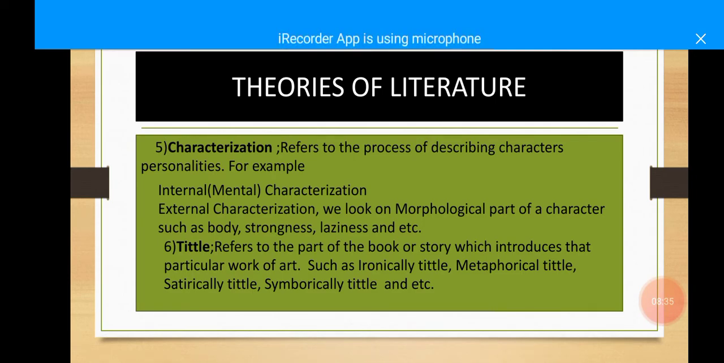Another part of form is title. Title, by definition, refers to the part of the book or story which introduces that particular work of art. The title of a book or story may be an ironical title, morphological title, satirical title, and also symbolical title, and other types, all kinds of titles which can appear.